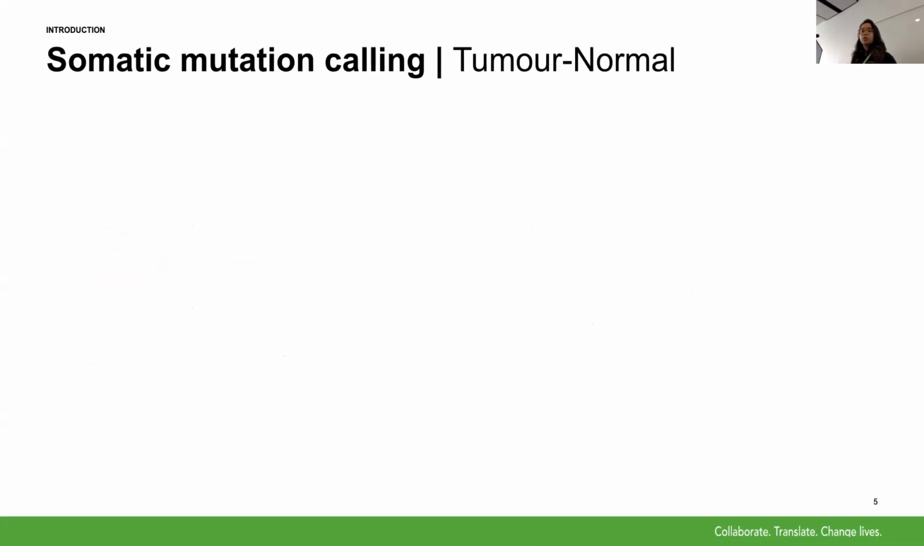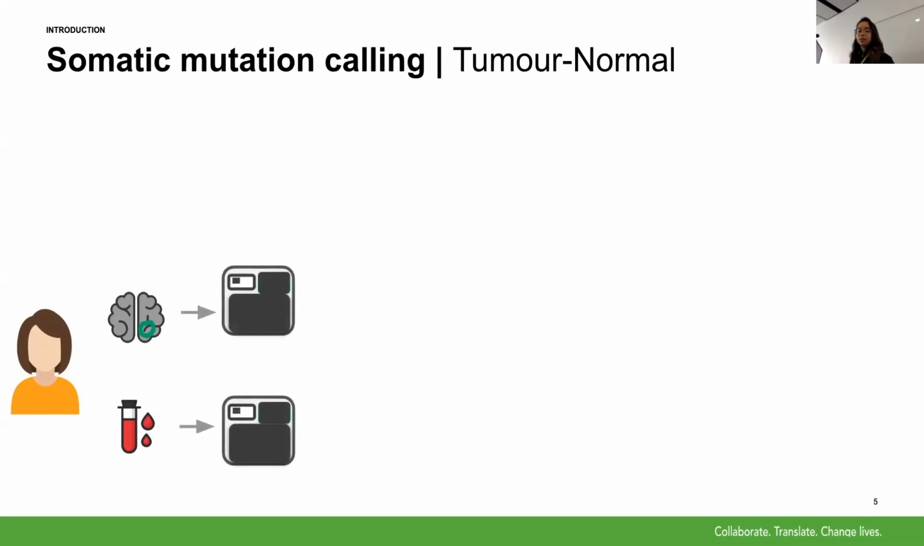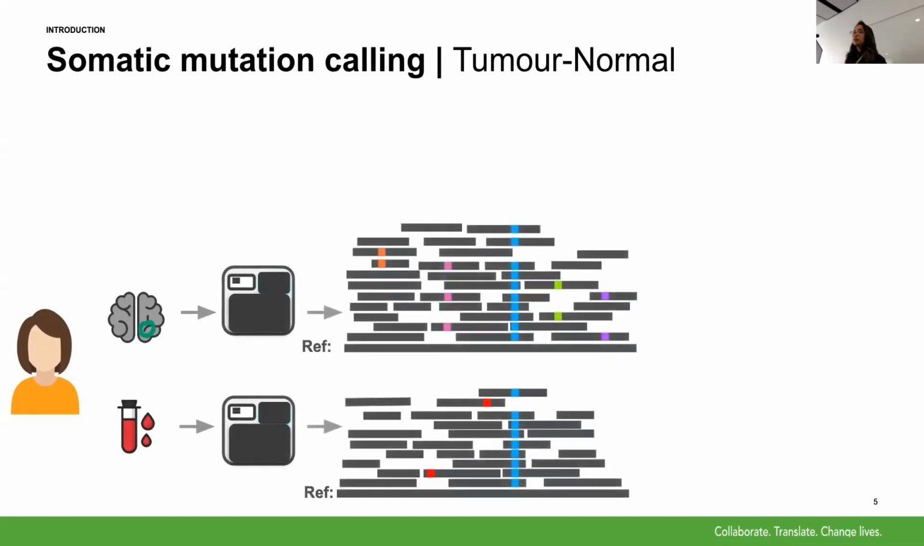The traditional approach of doing this is the matched tumor-normal approach. How this is done is, from a single individual, we take a DNA sample from their tumor tissue and a normal or healthy sample, which is often their blood, pass it off to a DNA sequencer, and we obtain a set of reads that we align to a reference. Then we're able to identify differences, and I've highlighted them in these different colors.